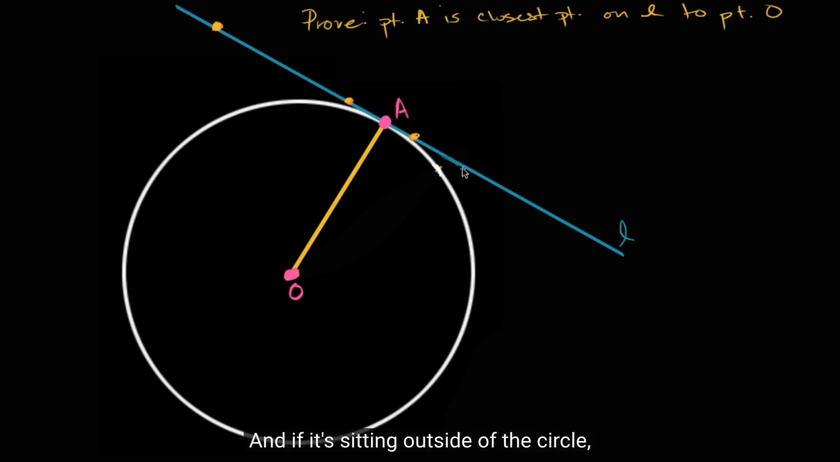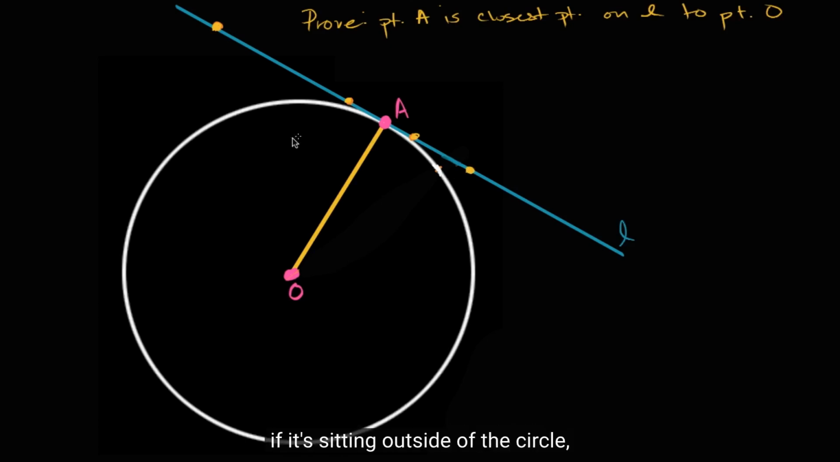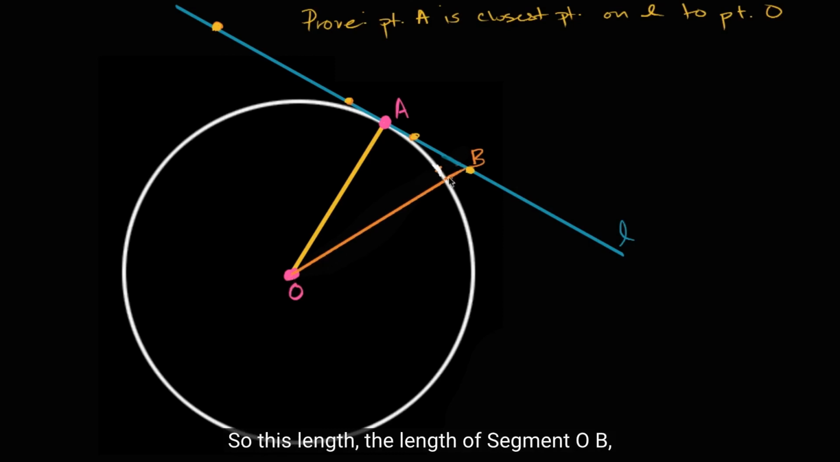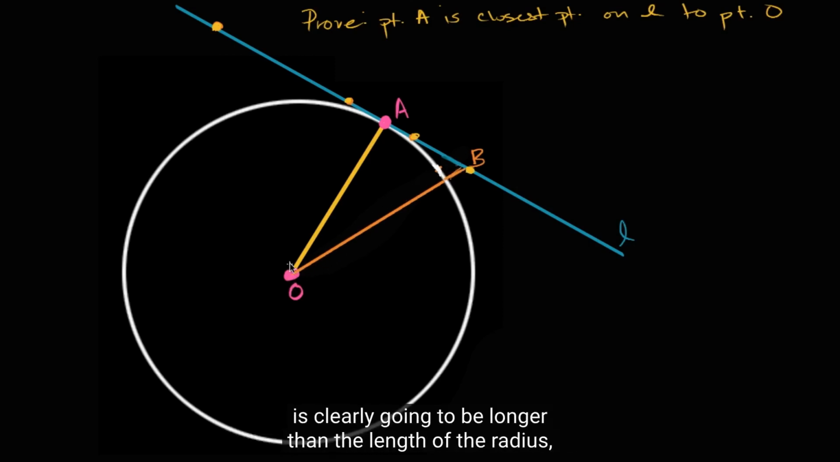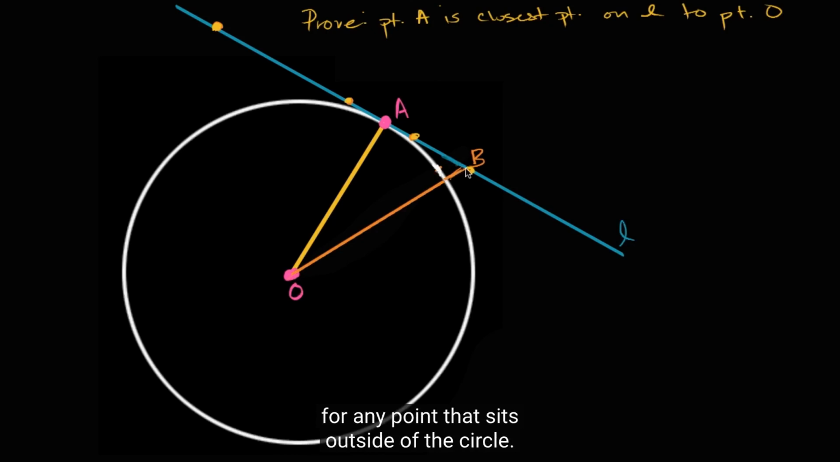And if it's sitting outside of the circle, I'll pick this point here just so it'll become a little bit clearer on our diagram. If it's sitting outside of the circle, in order to get from point O to this point, we call this point B right over here, you have to go the length of the radius, and then you have to go some more. So the length of segment OB is clearly going to be longer than the length of the radius, because you have to go to the radius to get to the circle itself, and then you have to go a little bit further for any point that sits outside of the circle.